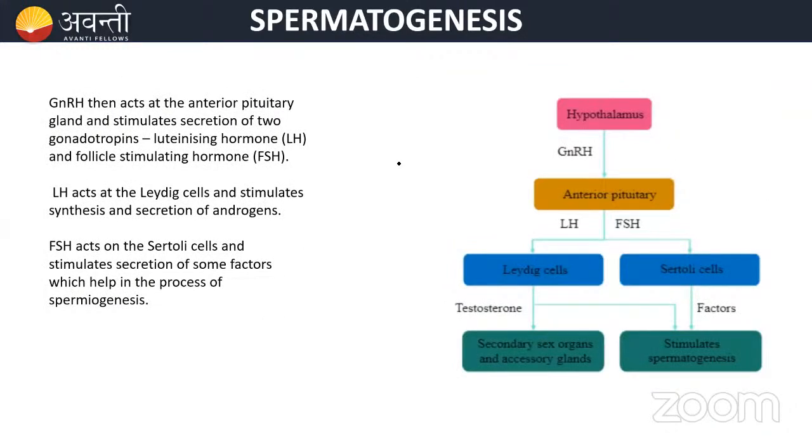Now in spermatogenesis, the hormones are also involved. One is the gonadotrophin releasing hormone. This hormone is released from the hypothalamus and acts on the anterior pituitary. It stimulates the anterior pituitary and allows it to release two hormones, LH and FSH. LH is the luteinizing hormone. FSH is the follicle stimulating hormone.